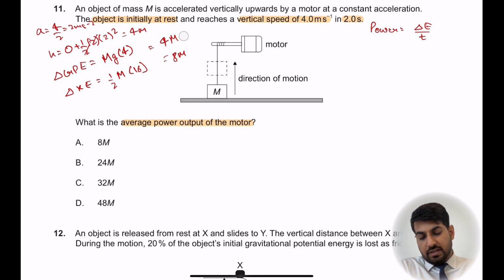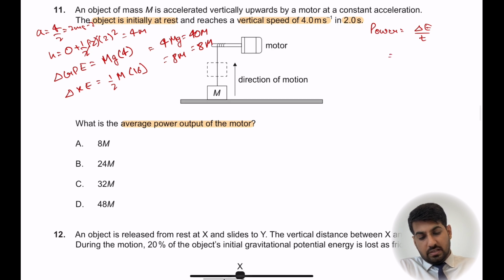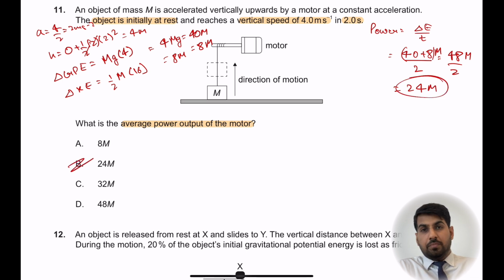And this g, if I take 10, this will become 40 m, and this is 8 m, right? So power I can say is, because the answer is in terms of m, power is 40 plus 8 divided by 2, because time is 2 seconds. So 48 m by 2, which is 24 m. So the answer is B.